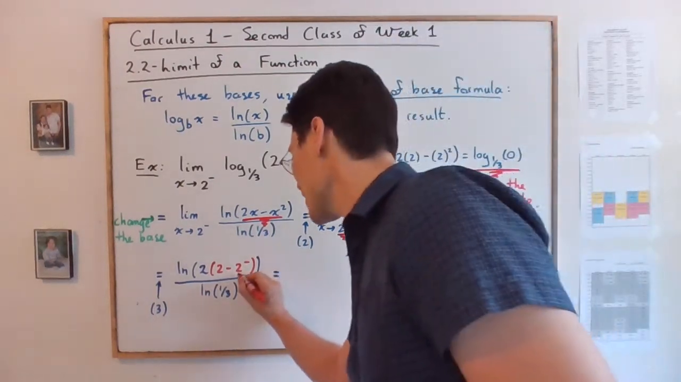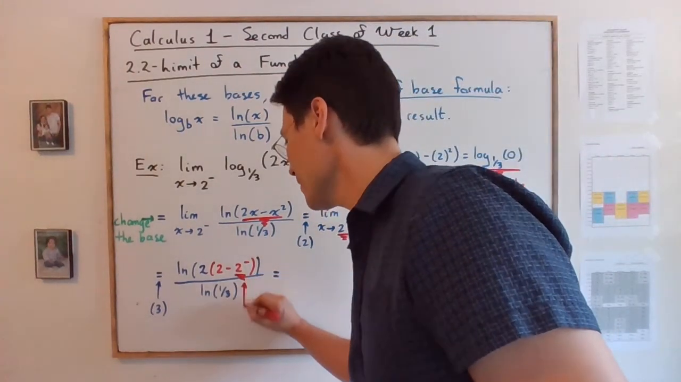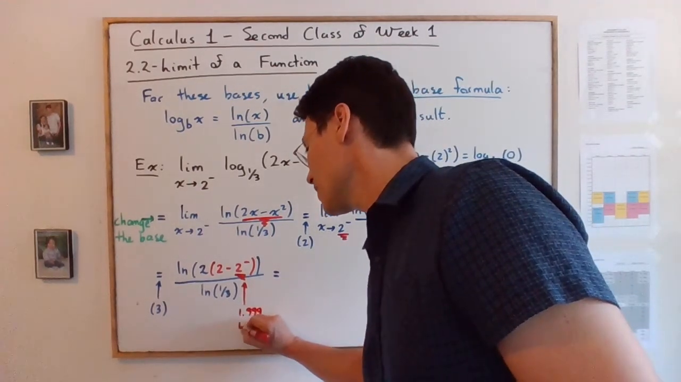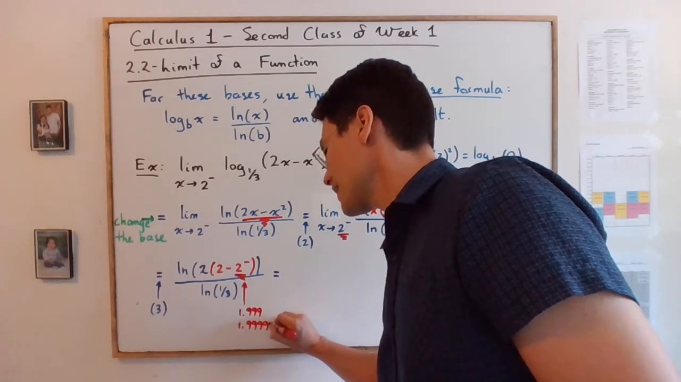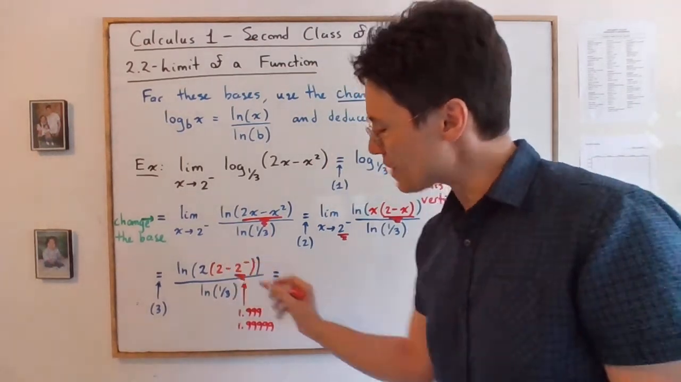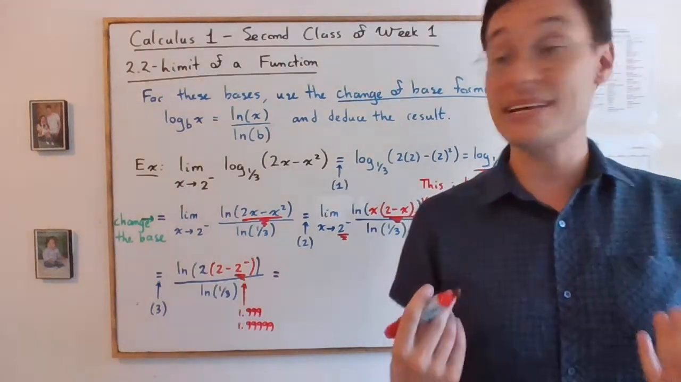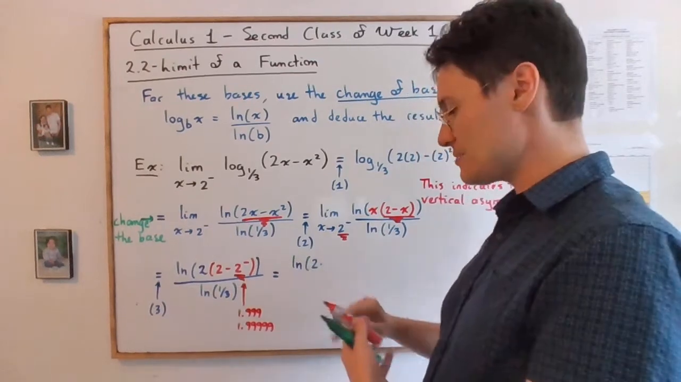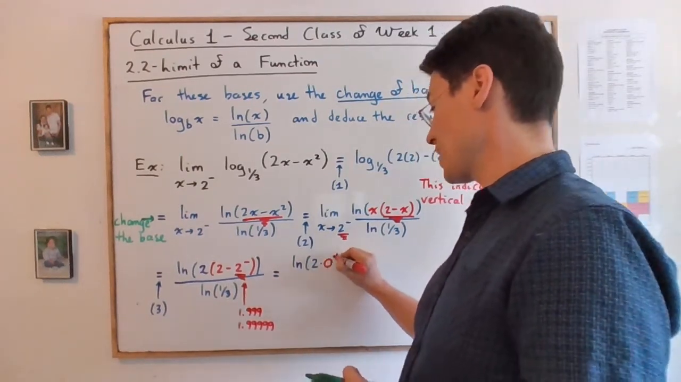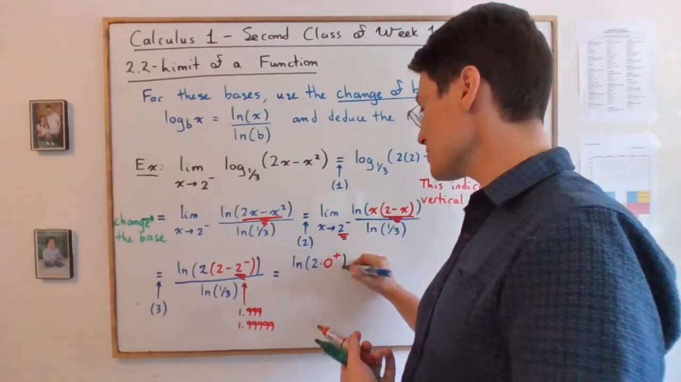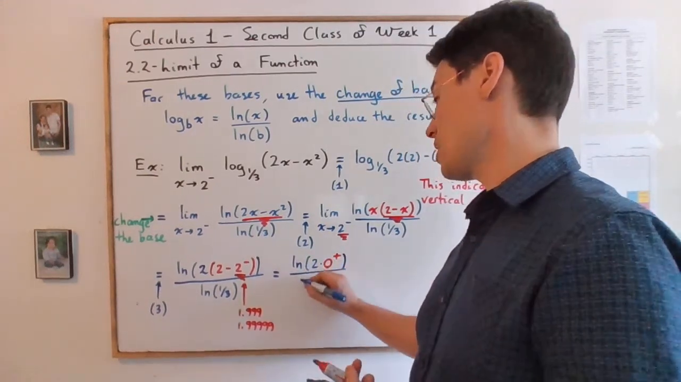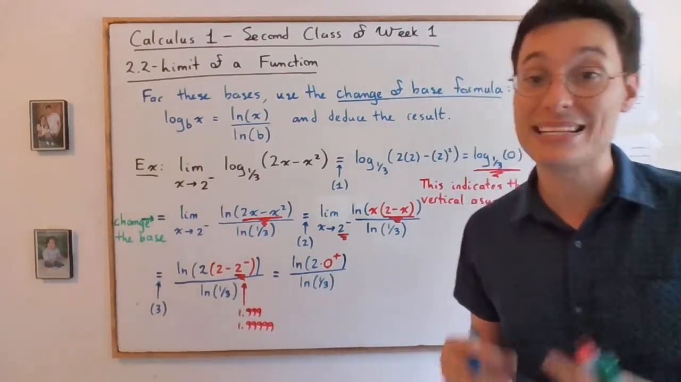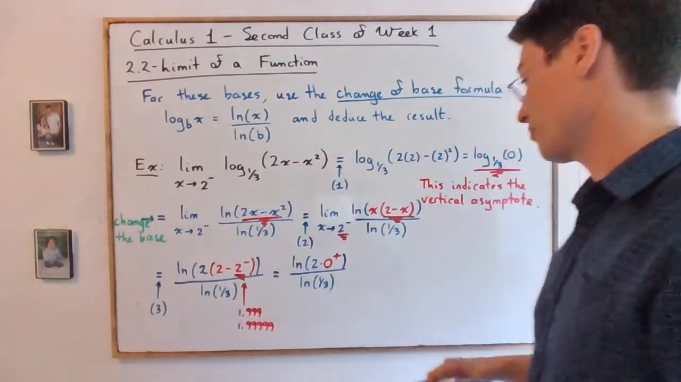But what's important to realize is that this number right here is approaching 2 from below. So it's going to be like 1.9999999, something like this. So as you subtract it from 2, you're going to get a positive number, okay? So you're going to get here ln of 2 times 0 plus. I'm writing 0 plus. This means a number that's approaching 0 from above. But more specifically, the information that we're interested in is that it is a positive number. That's it.